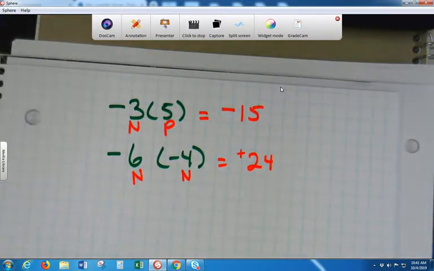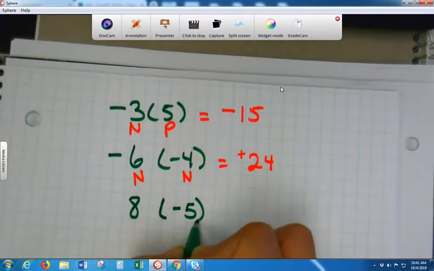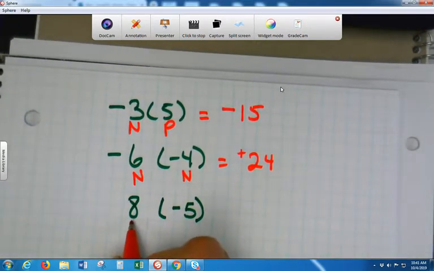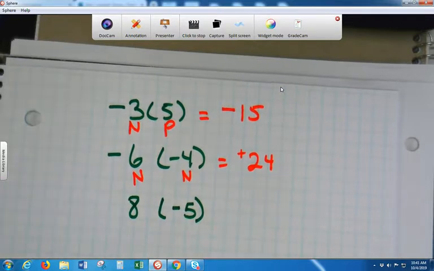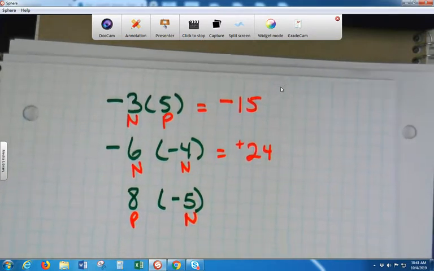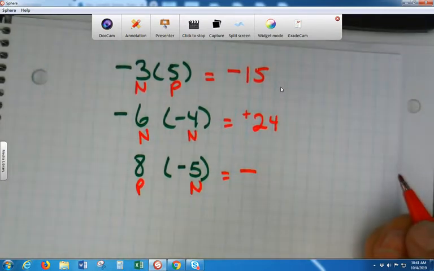What if it's 8 times negative 5? What kind of number is this? Positive. This is a positive. What kind of number is this? Negative. So if they're different, what kind of answer am I going to get? Negative. And then 8 times 5? 40.